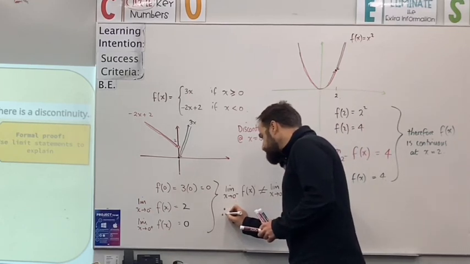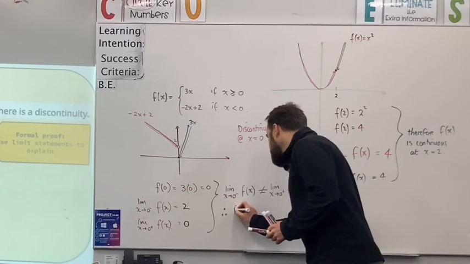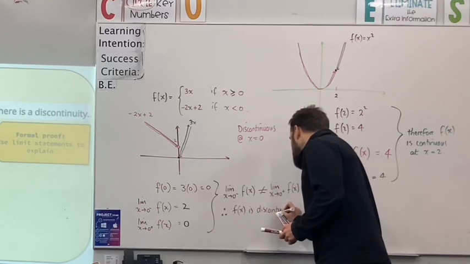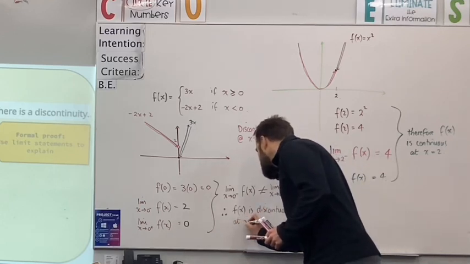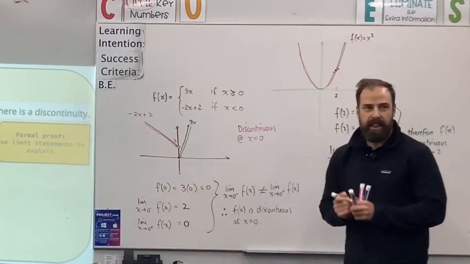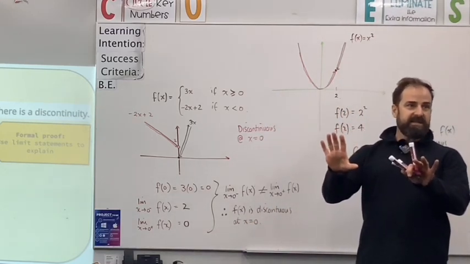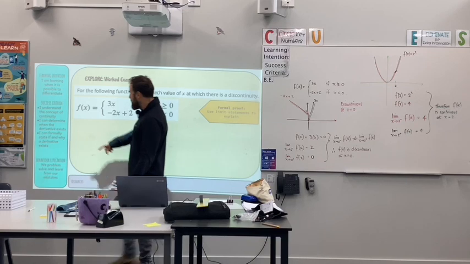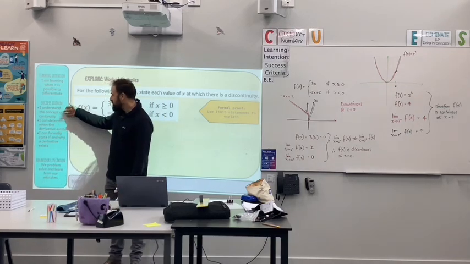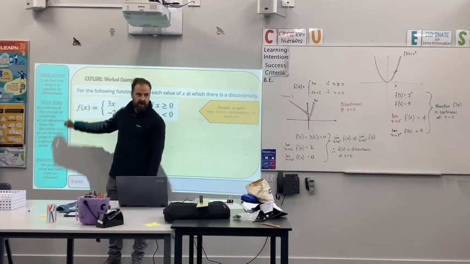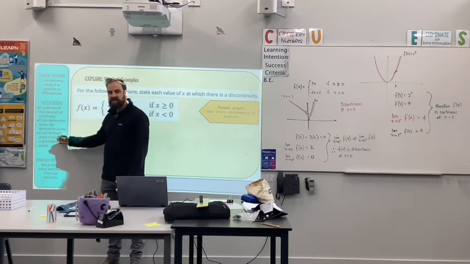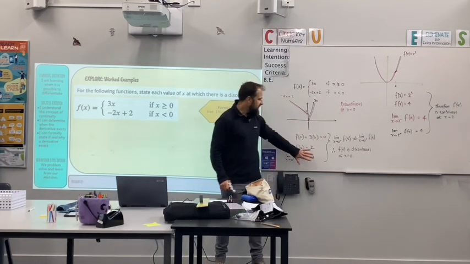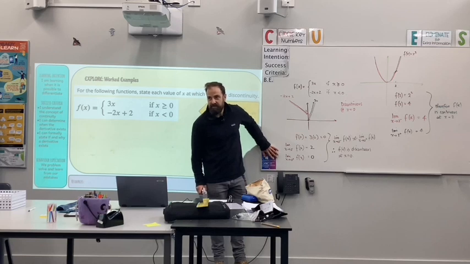Therefore, f of x is discontinuous at x equals 0. Now, if it was a test and this is freaking you out, just write that. That's like our first stage. I can determine the concept, I understand the concept of continuity. But you haven't formally stated it, so you haven't met this success criteria of formally stating it if you just do that. This is how we do a formal proof of continuity.